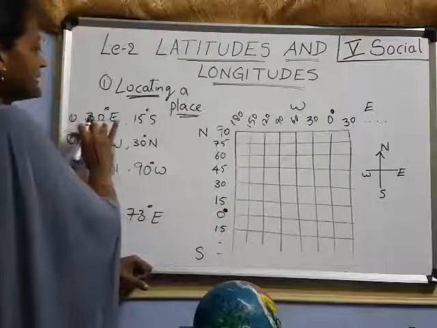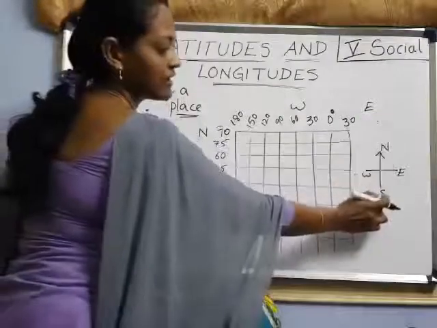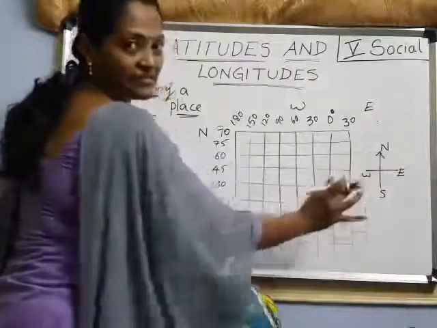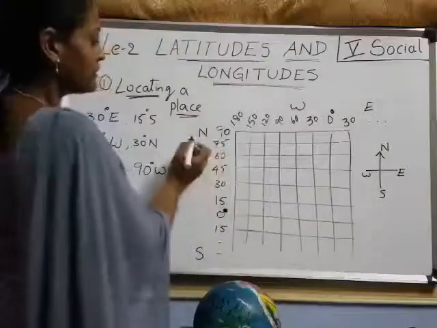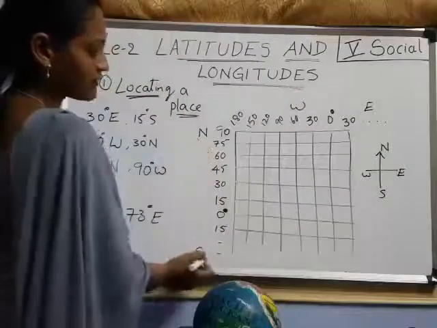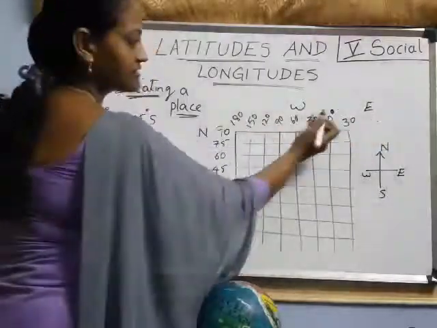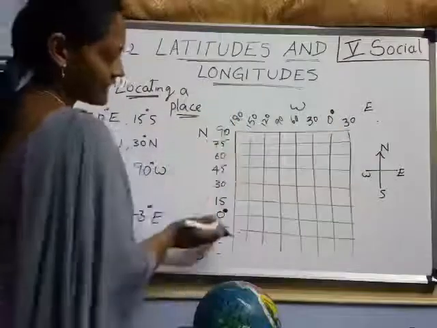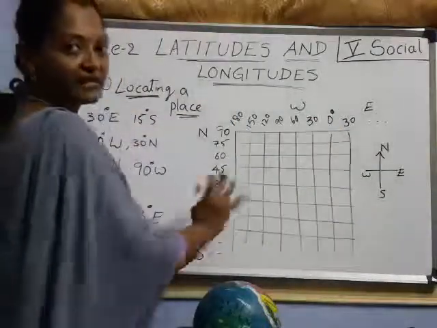First one. See here, 30 degrees east. You know the directions, right? North, opposite is south, west and east, right? Here also I draw like that only. First one is north. This is south. This side is east and this side is west. North and south. Now think of it as a map having a grid like this.